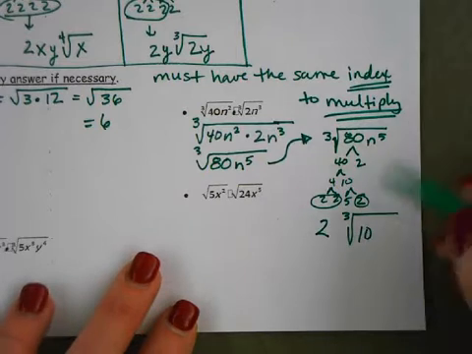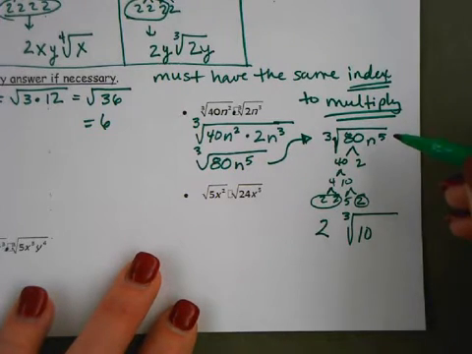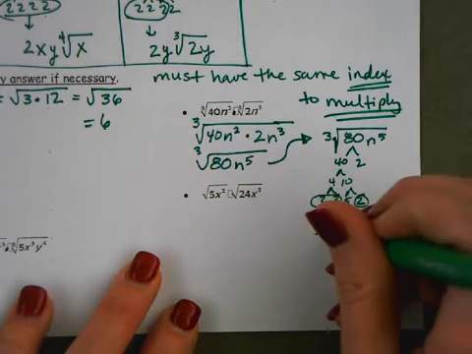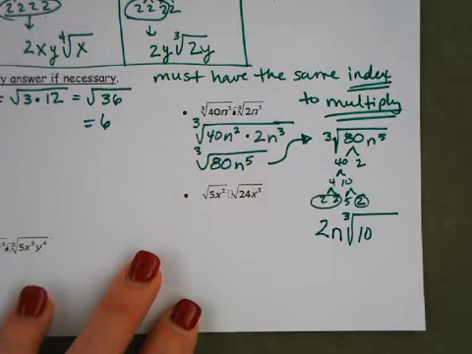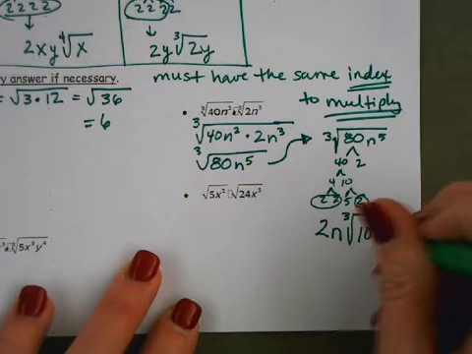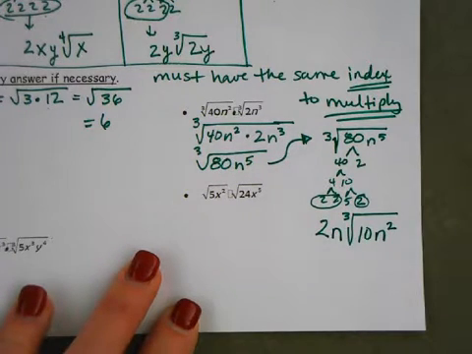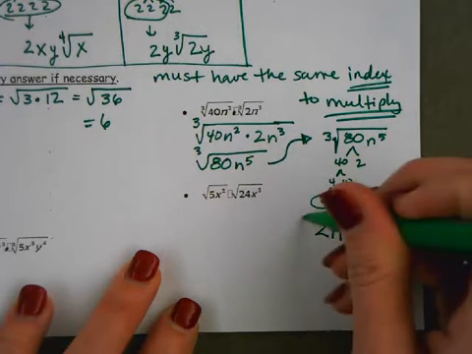Okay. Then I look to my exponents. I have n to the 5th. I take 5 divided by 3. How many times does 3 go into 5? 1 time. How many do I have left over? I have 2, so I have n squared. Okay? And then that would be your final answer.